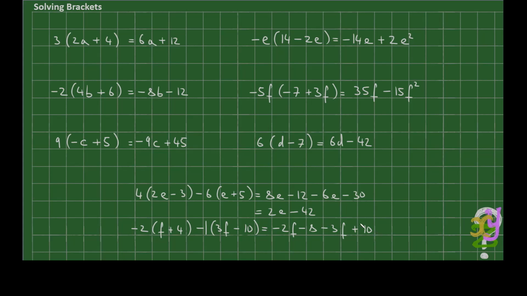Now I can group the like terms. Negative 2f minus 3f is negative 5f. Negative 8 plus 10 will give plus 2.